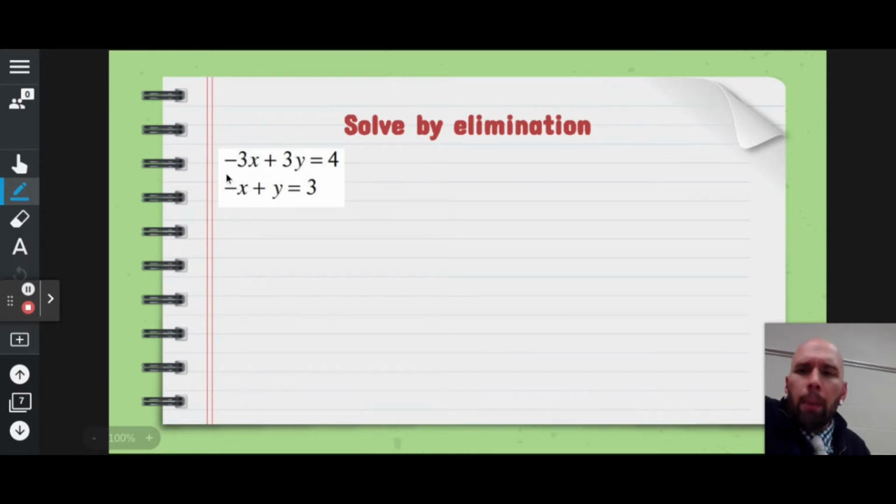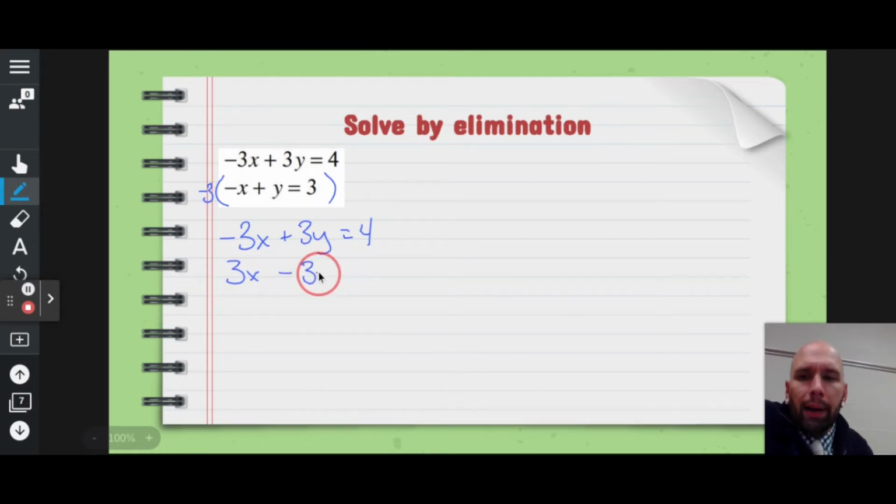Let me pick x. If I multiply the bottom guy by negative 3, that'll turn the negative x to negative 3x, and the other to 3x. So that'll become 3x, negative 3x. I can add, make things go away. Life is good. So I'm going to rewrite the top equation, negative 3x plus 3y equals 4. The bottom one is going to be positive 3x, negative 3 times y is negative 3y, equals negative 3 times 3 is negative 9.